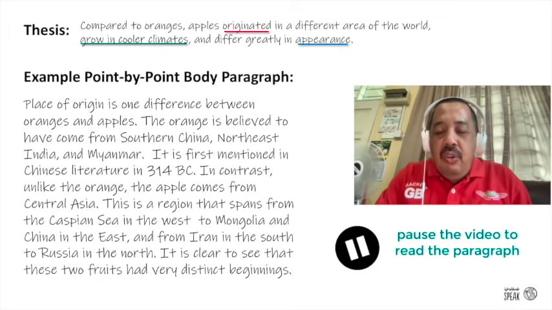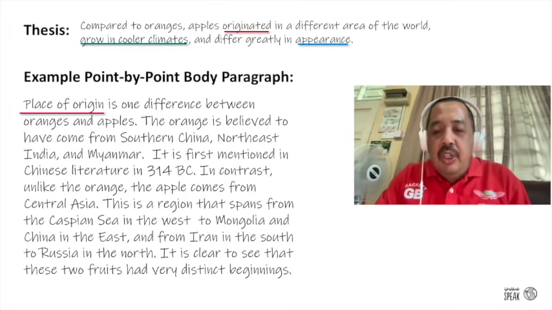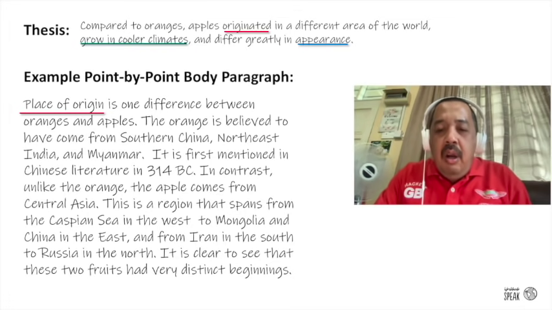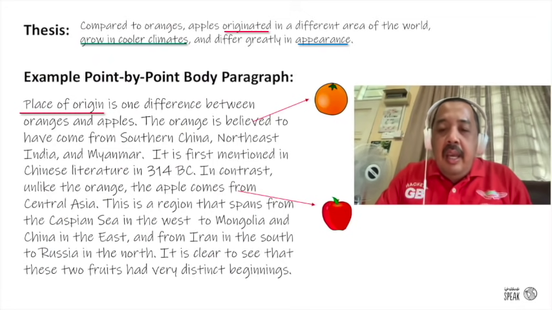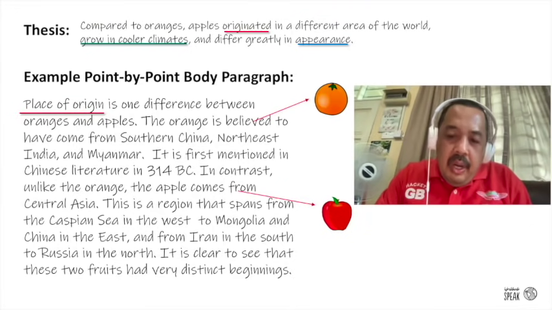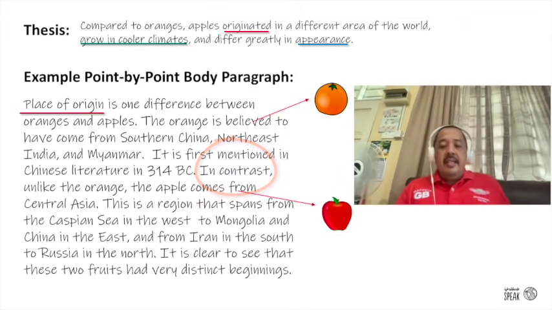Okay, great. So you can see the first sentence that I write in this body paragraph talks about place of origin. So we know the topic of this body paragraph is about the place of origin, and I talk first about the oranges, and then I talk about the apples. And then when I'm talking about the apple, you can see that I refer back to the orange, and I do that by using the transition words in contrast, which is also a great one to use when you are writing about differences.